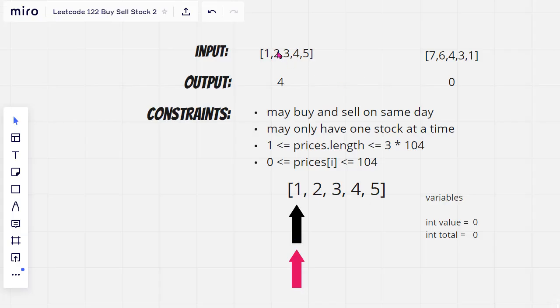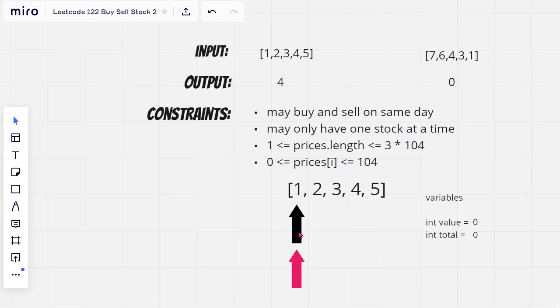Okay, for the inputs, we are going to have an array. We'll have 2 examples here: 1, 2, 3, 4, 5, with an output of 4, and an input of 7, 6, 4, 3, 1, with an output of 0. And again, remember, you can buy and sell, or sell and buy, on the same day, and you may only have one stock at a time. So for the first example, we have an array of 1, 2, 3, 4, 5. The variables are going to be the value, or the profit, and the total.